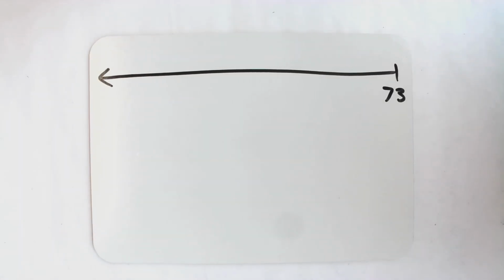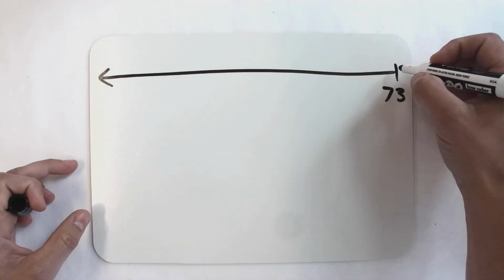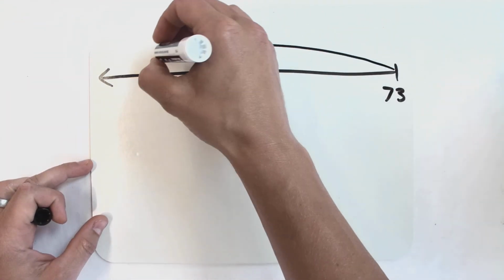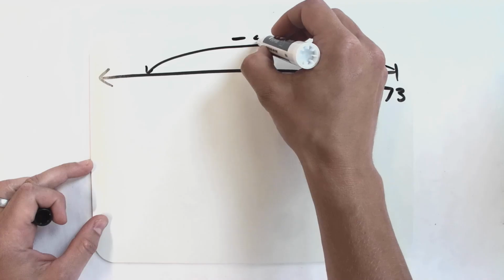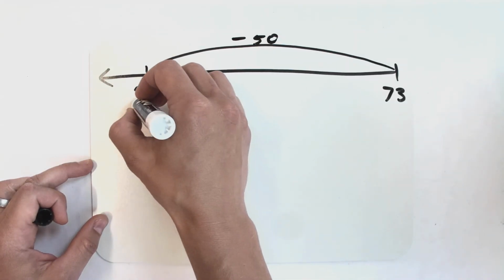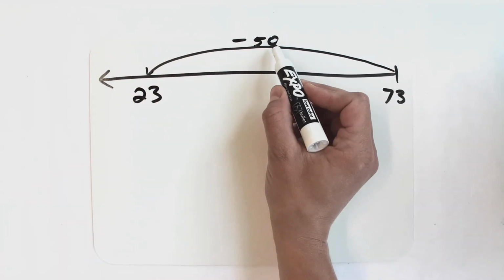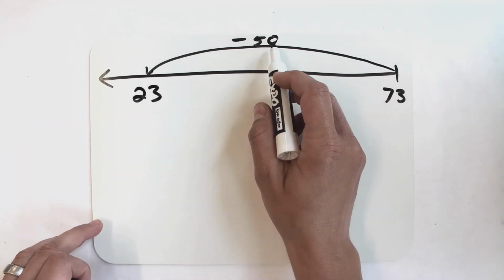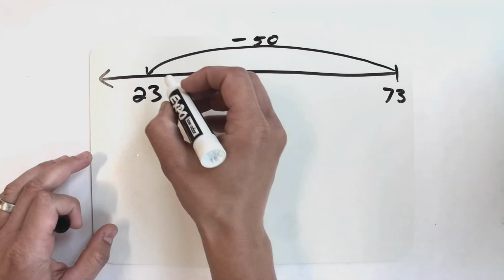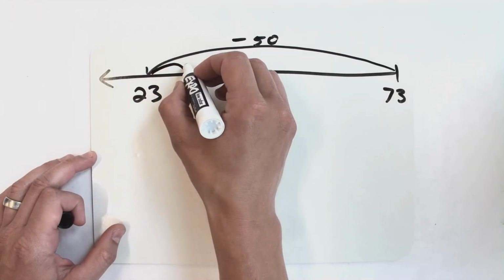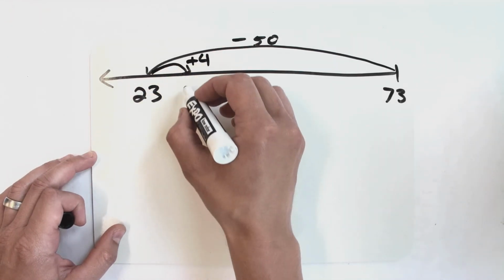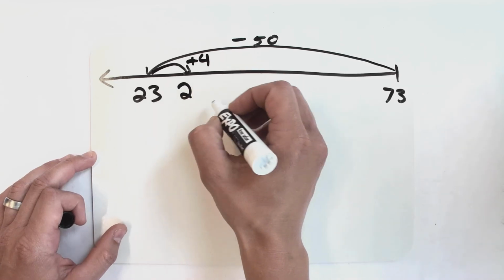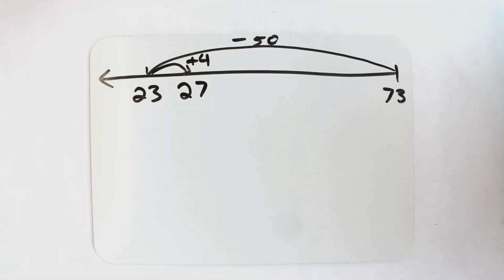This is the concrete model. Then for our representational model, the first thing that we did, we need to subtract 46, but what I did was subtract 50, which got me down to 23. I subtracted too much. I took away too many. I didn't want to actually take away 50, I just needed to take away 46. So I needed to add 4 back on, so that gets me from 23 to 27.